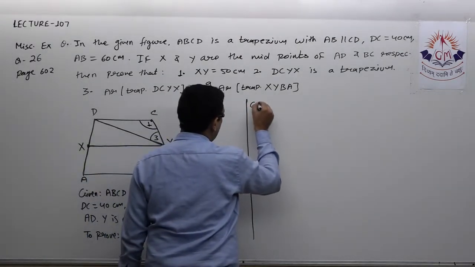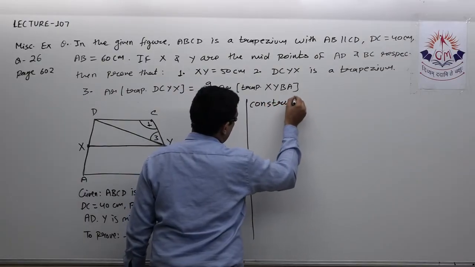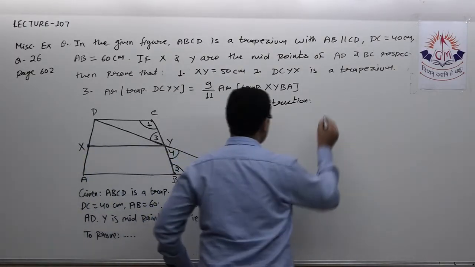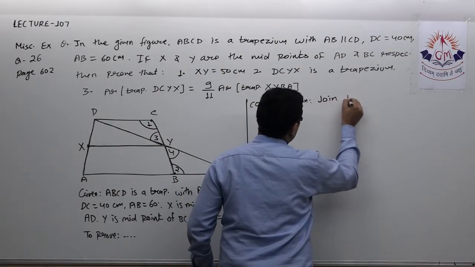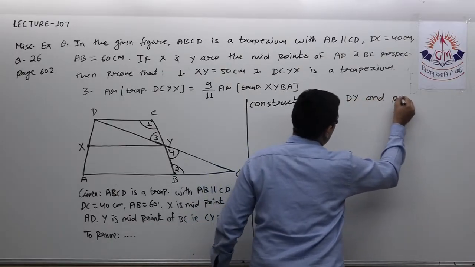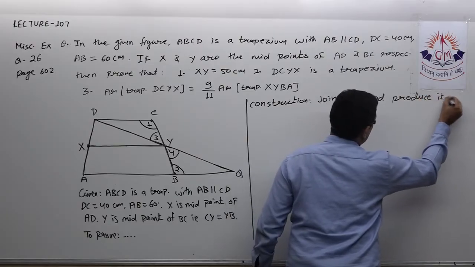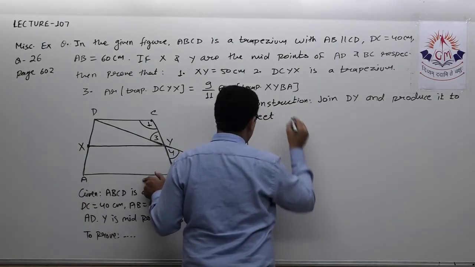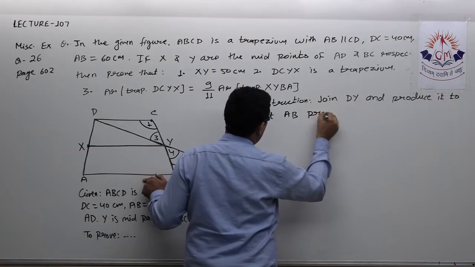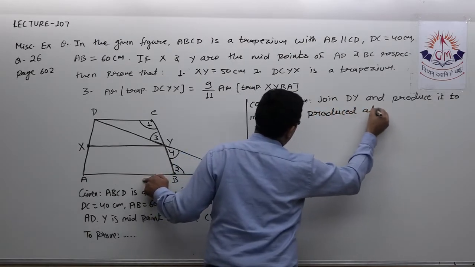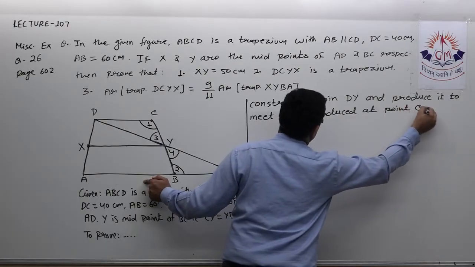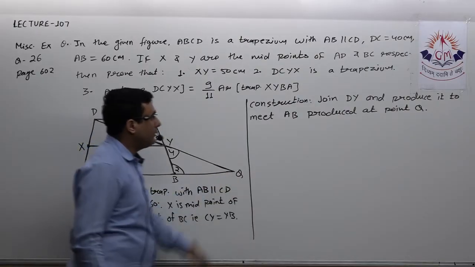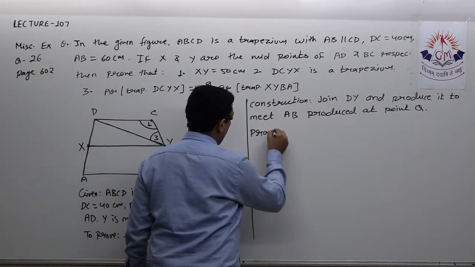Now a small construction is required. What construction do we need? Join DY and produce it so that it meets AB produced at point Q. Now let us see its proof.